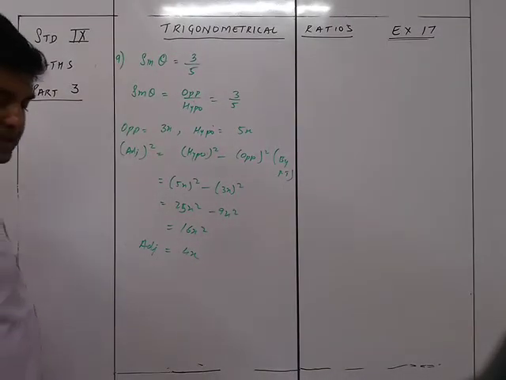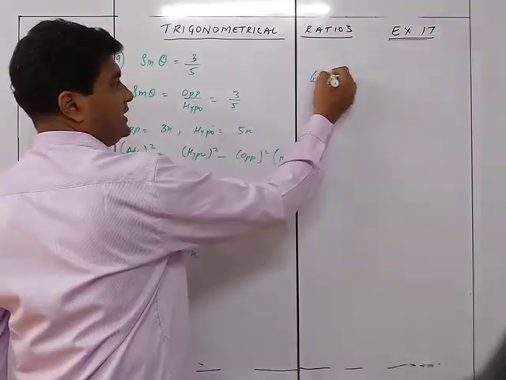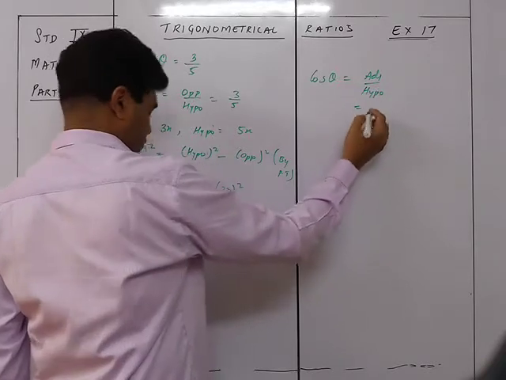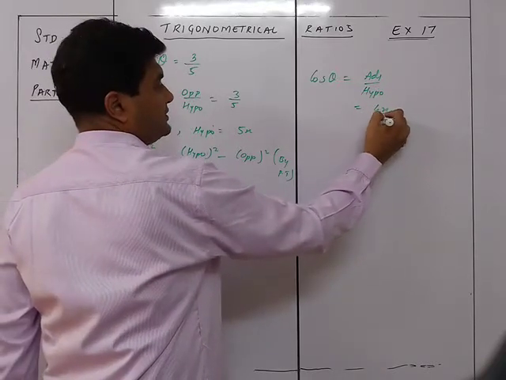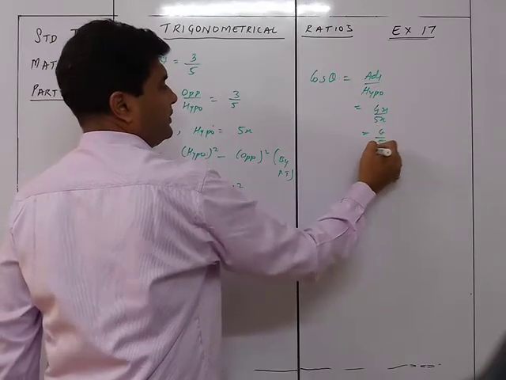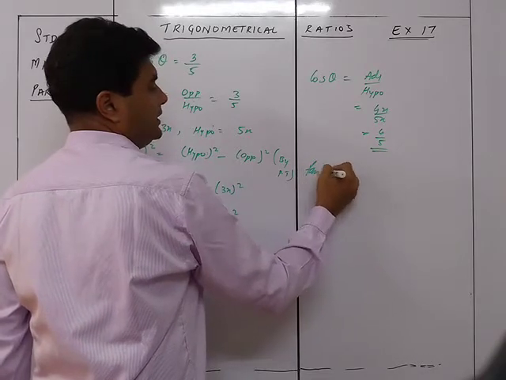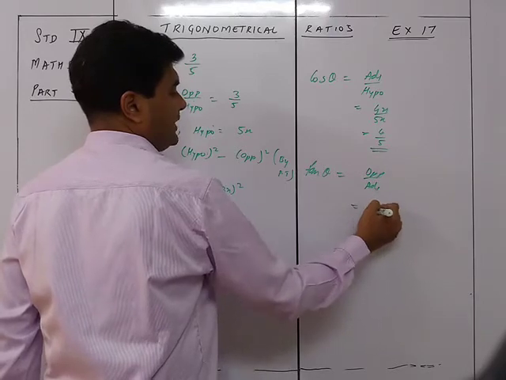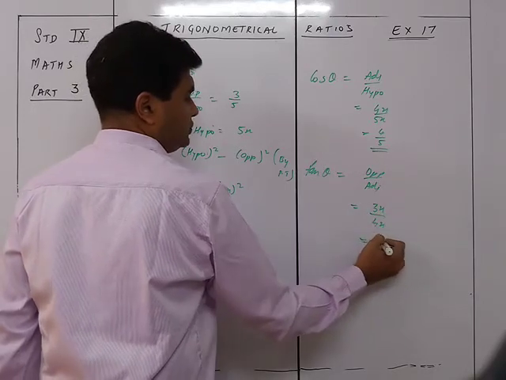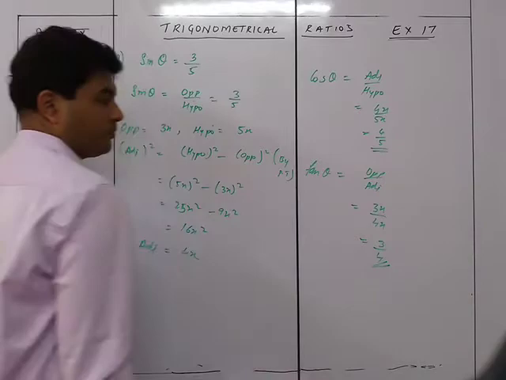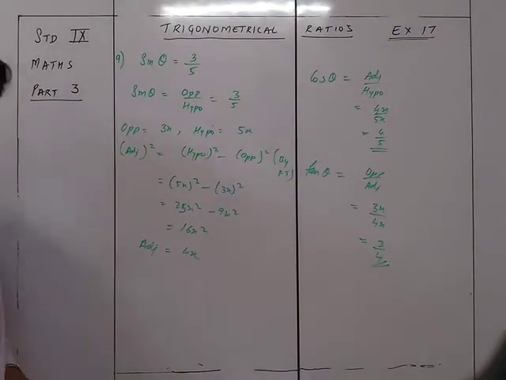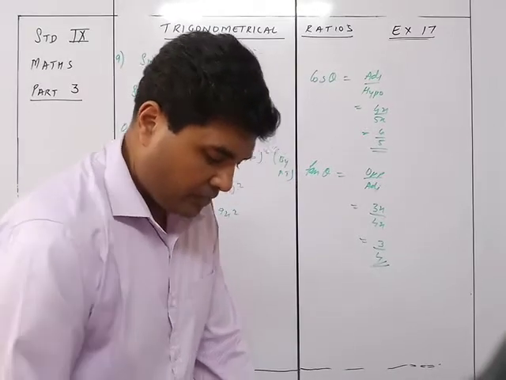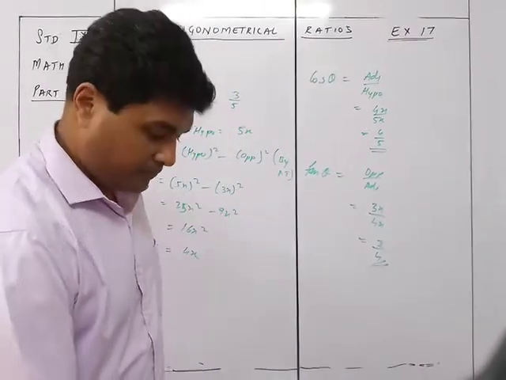We need to find out cos theta and tan theta. So cos theta is equals to adjacent upon hypotenuse is equals to 4x upon 5x is equals to 4 upon 5, and tan theta is equals to opposite upon adjacent is equals to 3x upon 4x is equals to 3 upon 4. Okay, that's sum number 9. Very easy sum. 4 upon 5 and 3 upon 4.